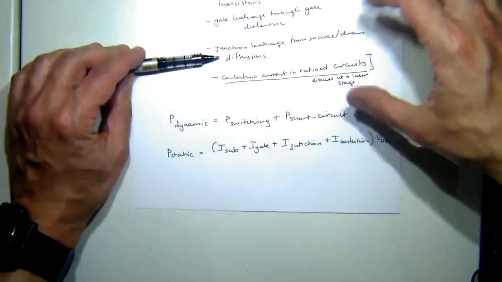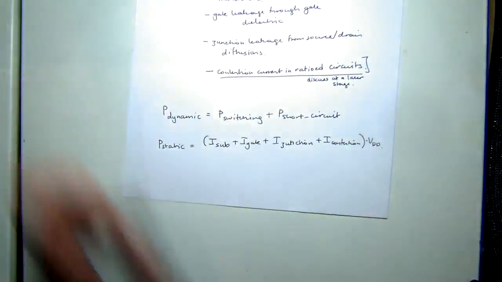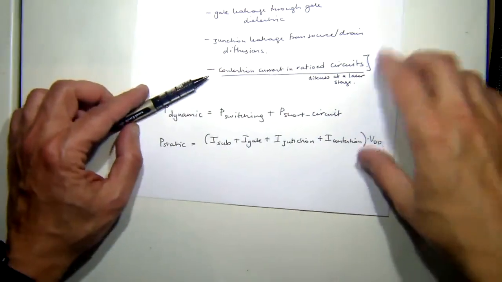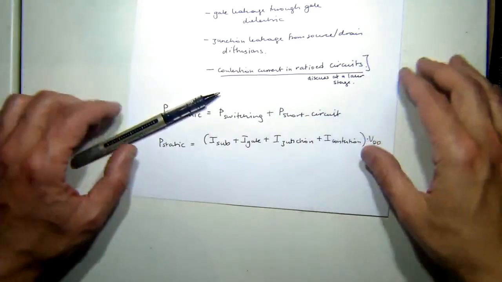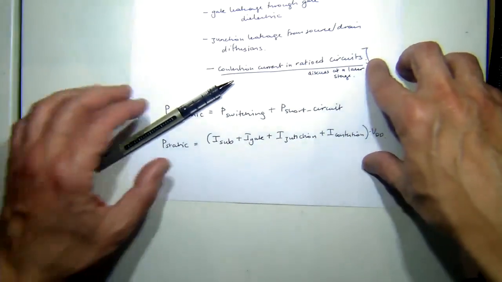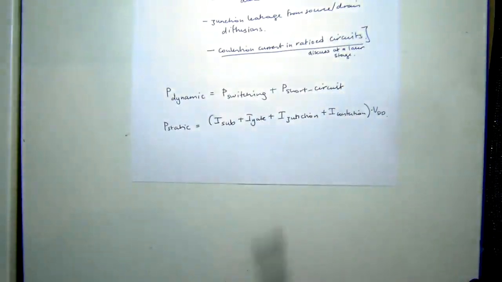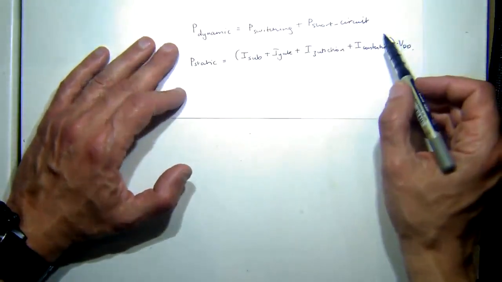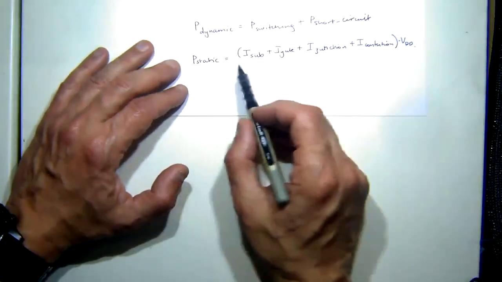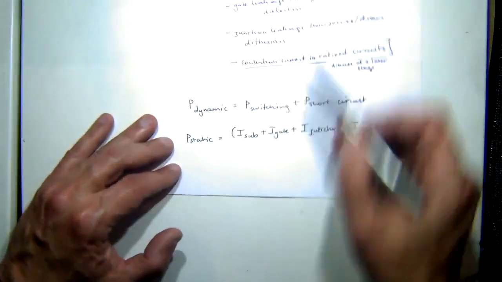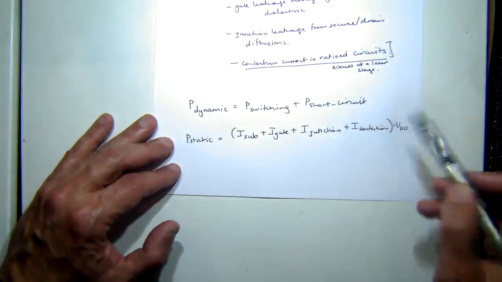The other thing is junction leakage, which is essentially leakage through the junction. And then I'll just put down contention current in ratioed circuits, but I won't go into it; we'll discuss that towards the end of the course. As you can imagine, the dynamic power dissipation is the switching plus the short circuit power dissipation, and the static is just the current times the voltage for subthreshold leakage, gate leakage, junction leakage, and contention.